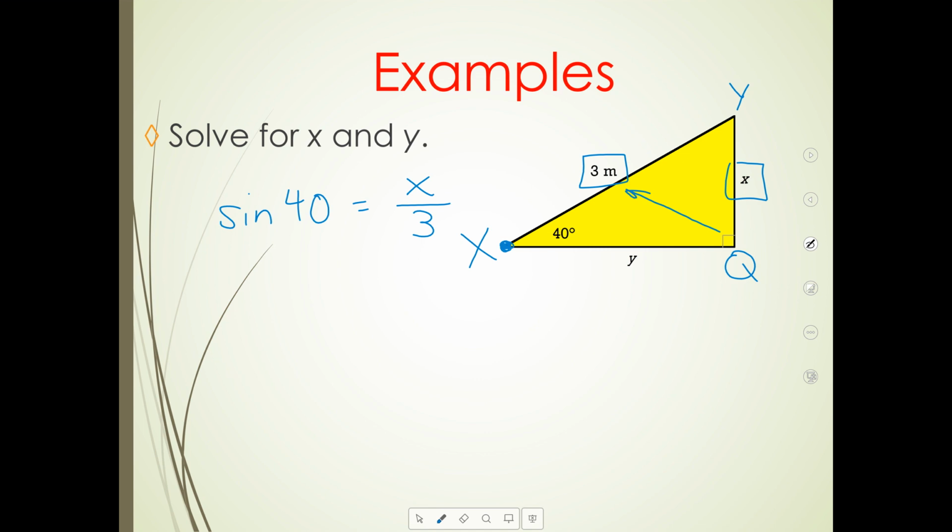Okay, solve for x. How do I solve for x? I multiply both sides by 3. I'm going to put the 3 out in front. Why do I put the 3 out in front? Because if I don't put it out in front, some of you are going to turn that into the sine of 120, and that would be bad. Okay. Plug and chug and tell me what x is.